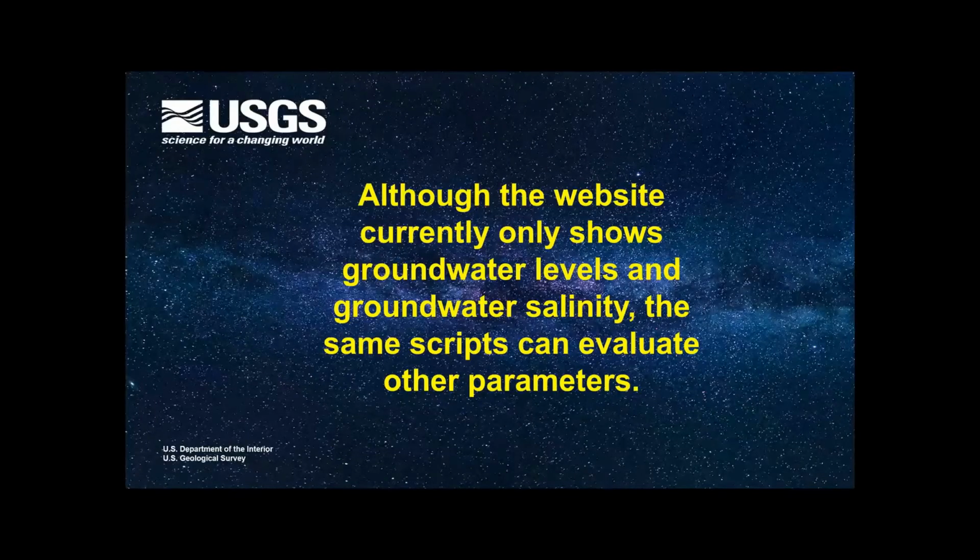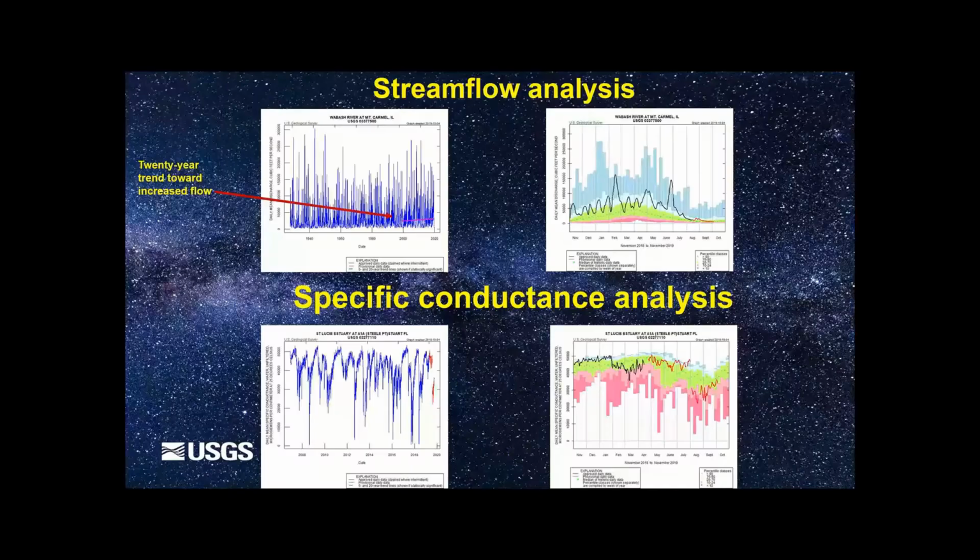Although the website currently only shows groundwater levels and groundwater salinity, the same scripts can evaluate other parameters. We can look at stream flow analysis. So instead of groundwater levels or salinity, we can look at flow in rivers or canals or streams. And we can look at trends in the streams. And in this case, there was a 20-year statistically significant increase in flow.